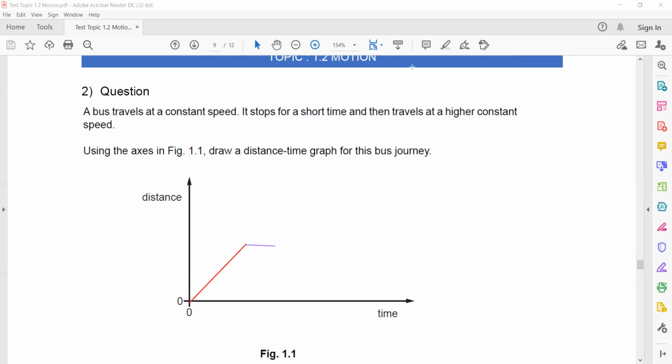So how can we represent a higher constant speed? We'll draw a straight line, but with a greater slope. This is a constant speed, and this one is also constant, but the difference between the two is that the first one is a lower constant speed, and the second one is a higher constant speed.